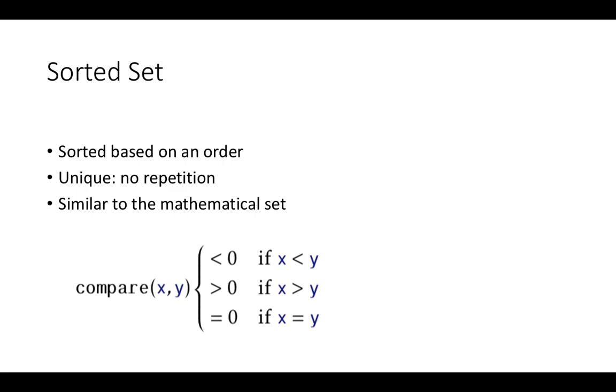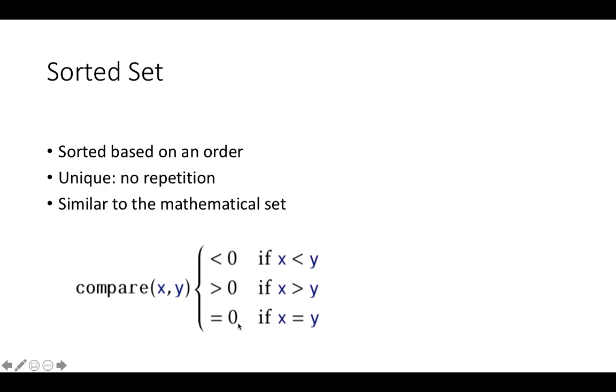We have another data structure called the sorted set. From the name, it's sorted based on some order. And again, there is no repetition because it's a set and it's similar to the mathematical set. So we said there is an order. This means you can compare two elements, x and y. Maybe they are equal, or x greater than y, or x less than y. So if x is less than y, I return a number which is less than 0. If x is greater than y, I return a number which is greater than 0. If they are the same, I return just 0.